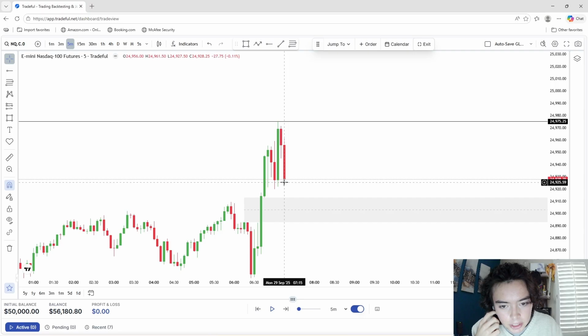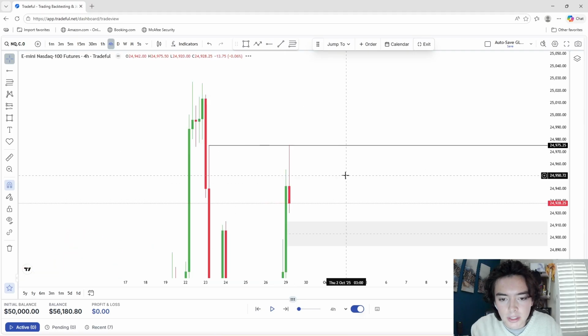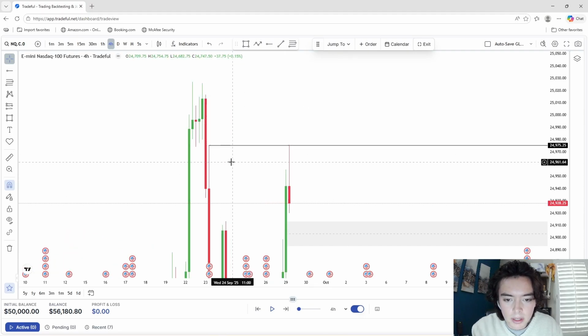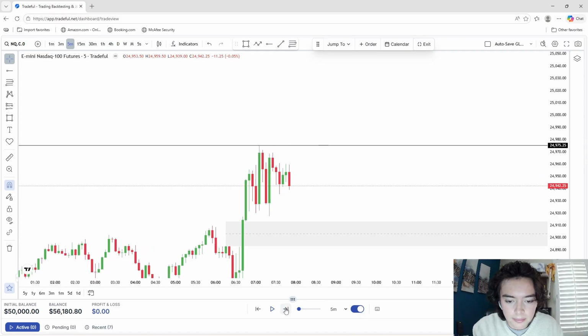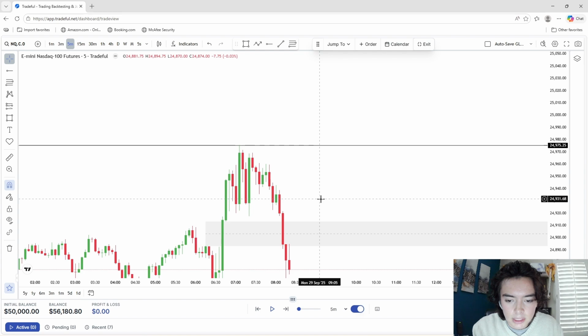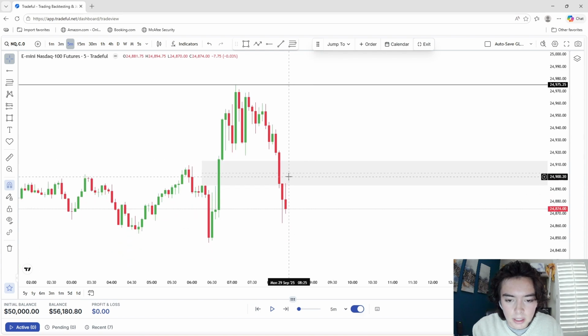I do expect a rejection just like so. So you guys can see we just tapped into this 4 hour gap and we got an instant rejection off of it. So we end up consolidating a bit. We do have this 5 minute gap right here.